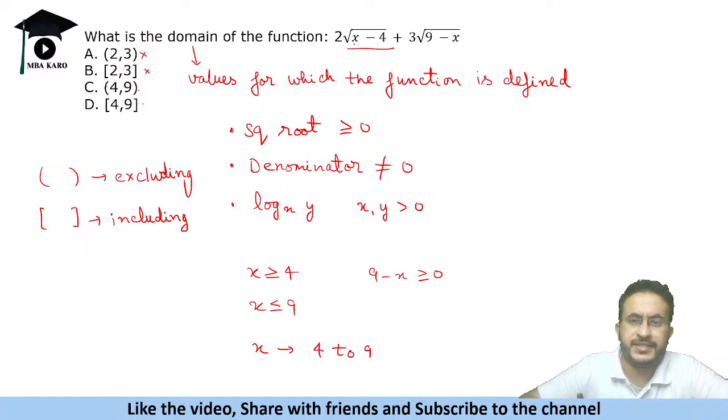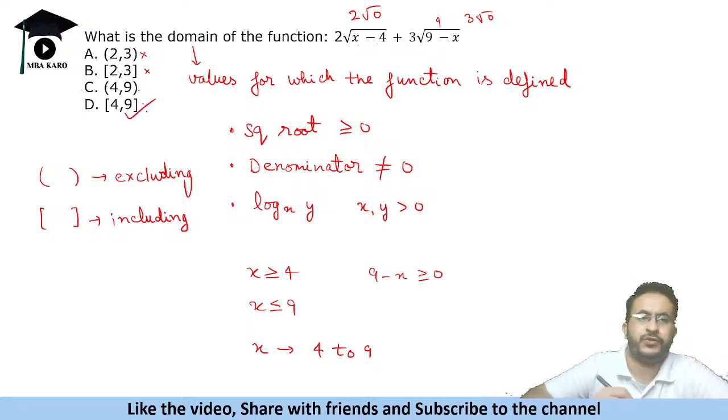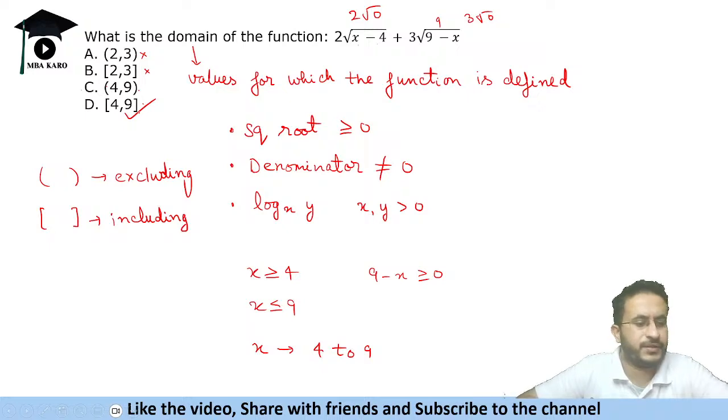Now understand this. At 4 it is possible. If you put 4, it will become 2 root 0, which is possible. Similarly, if you put 9 here, it becomes 3 root 0, which is possible, right? So we will include 4 and 9 both. So this is the domain of this function. Both values are included. Also look at domain and range, questions can come.